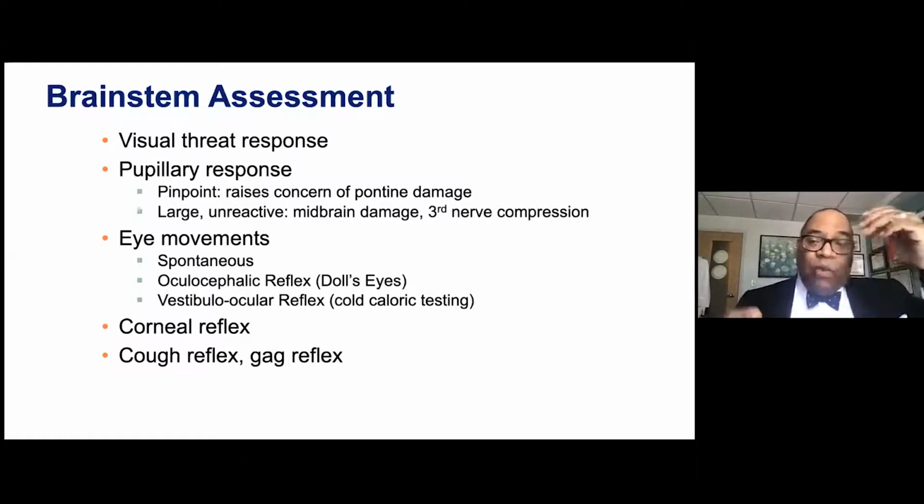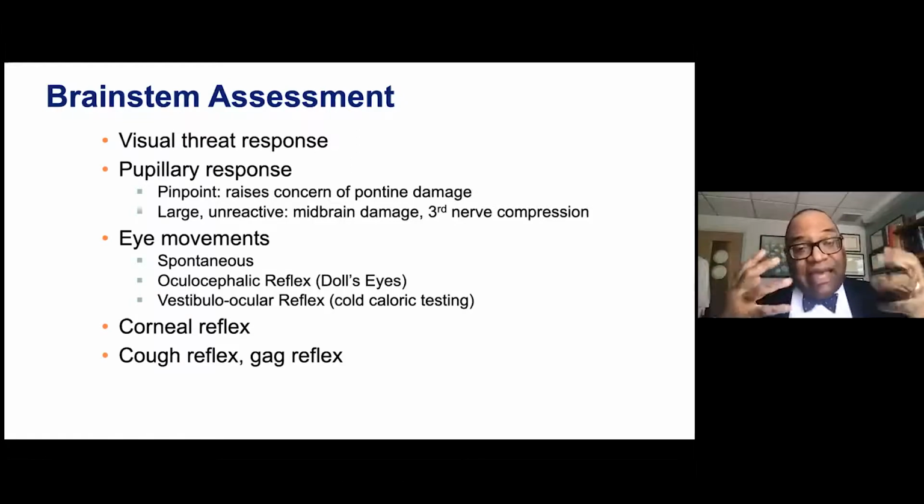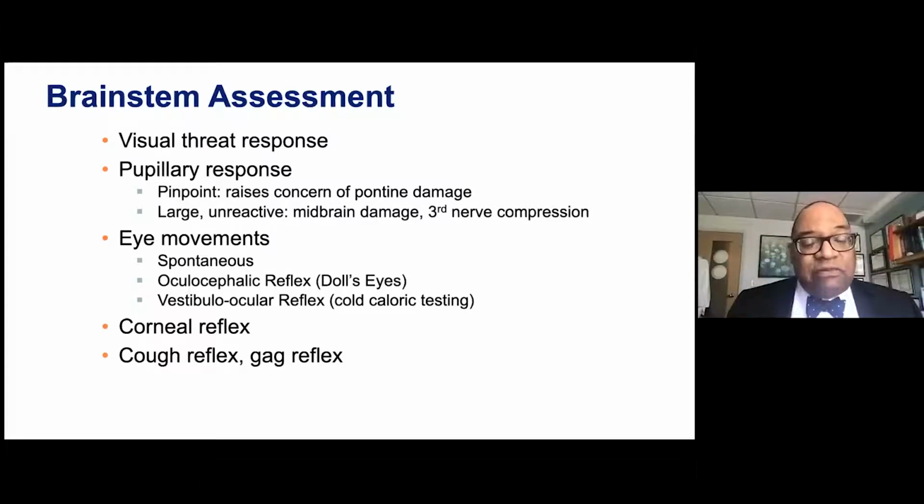And if I were to test on myself, come at the patient kind of like that, as if you're going to hit them in the eyes, we would expect to see a blink. If there's no blink, there's no blink to threat. Then we go further with the pupillary response, and this is incredibly important. On the following slide, I have much more detail about this. But overall, if they're pinpoint, this does raise concern for pontine damage or toxins. And if they're very large and unreactive, we're concerned about midbrain lesions, or if this patient is herniating.